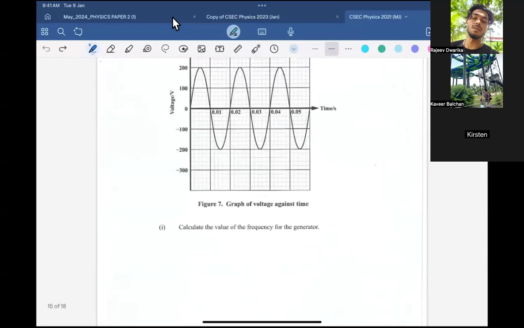So when we talk about frequency, do you remember the formula for frequency? Frequency is actually equal to 1 over what? 1 over t. And t is the what? T is the period time. And what's the periodic time? That's the time it takes for one oscillation to be completed.